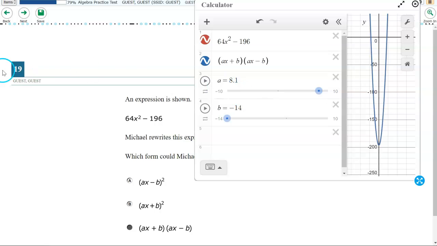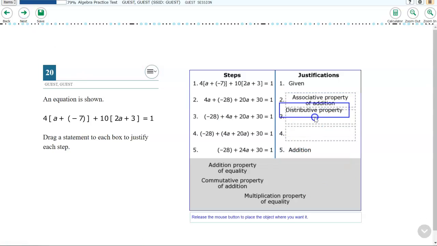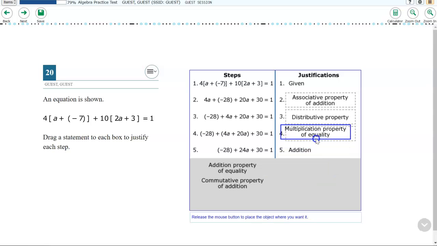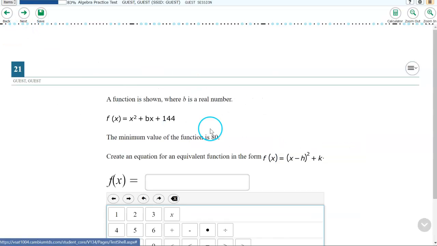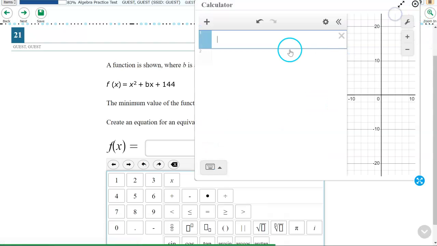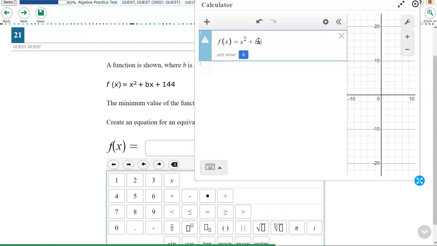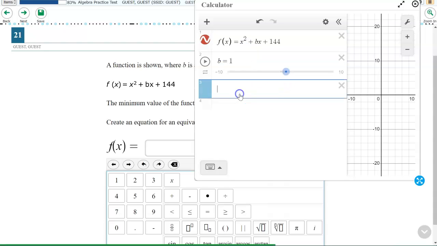All right, and then the last one I'm going to show you today is item number 21. So 20, we're going to just skip that one, but you have to put something up here or it's going to yell at you. So I'm just going to pick 3 and put them up there. All right, so this one we have a function and the minimum value is 80. Create an equation. Again, we're going to use sliders for this one. So let's start with f of x is equal to x squared plus bx plus 144. And then we're going to add the slider for b. And then we're going to create an equation.